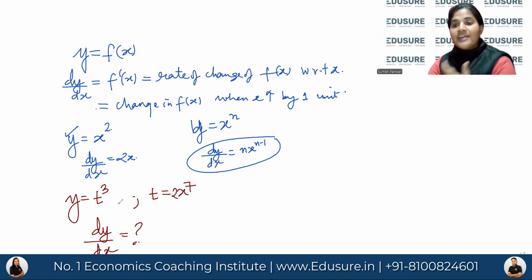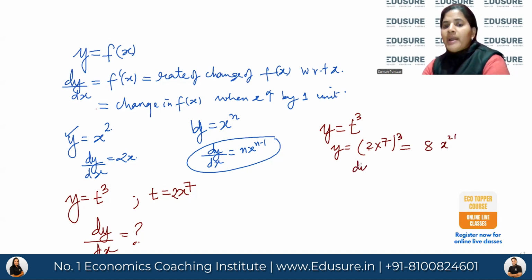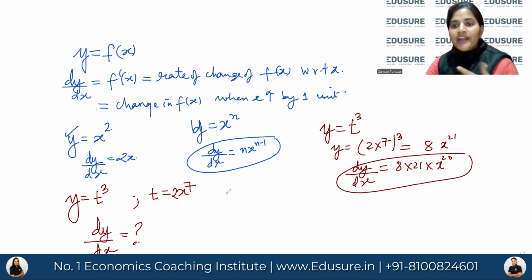Now we are not directly given the expression for y in terms of x. So what do we generally do? So y is equal to t cube, so I will be substituting t as (2x power 7) cube. So 2 cube is 8, x power 21. So my dy by dx will be 8 into 21 into x power 20. That is what my dy by dx is. So what did I do? I expressed y explicitly in terms of x. But every time it will not be possible, and it will be time consuming also.